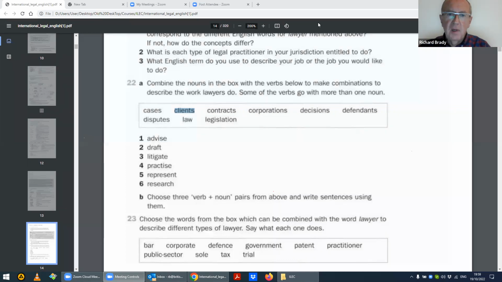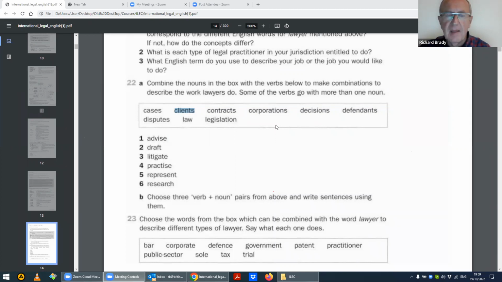Let's see what we got. Yes, we all draft contracts. Now, there's some more though. What else can you draft apart from contracts? There's two other things we can draft apart from contracts. Can you see what they are? Legislation, very good, Katerina. And, well, we could draft a law, good, Vika, okay?